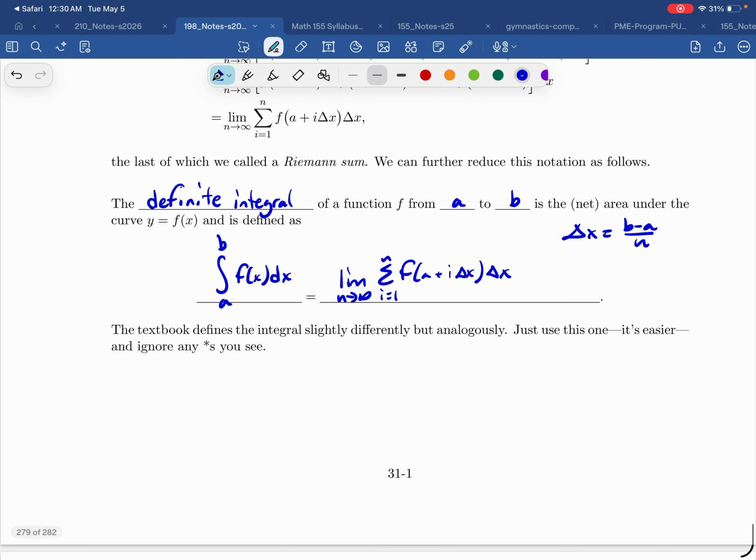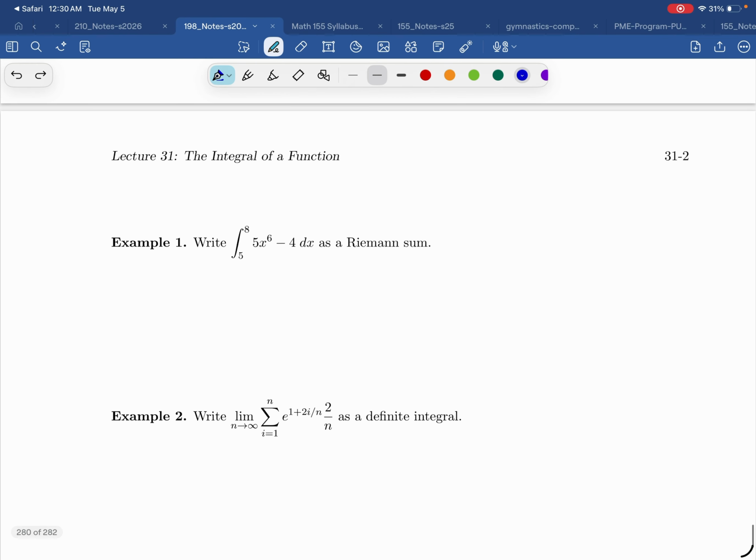Now, the textbook might be a little different. It might be technical about things. It might even use asterisks. I've seen some textbooks do that. Just go with this definition, okay? It's the easiest. So if I say write this as a Riemann sum, I'm not asking you to solve it, don't worry. Just write it as a Riemann sum.